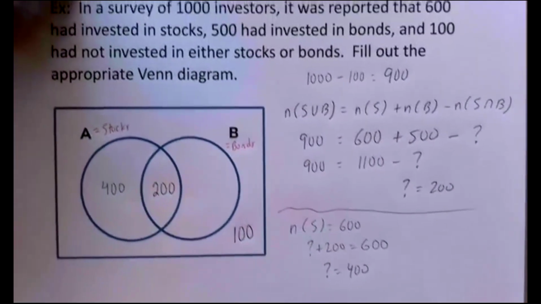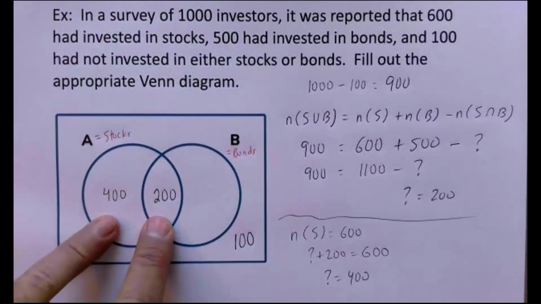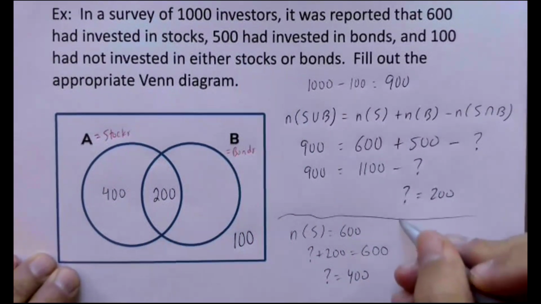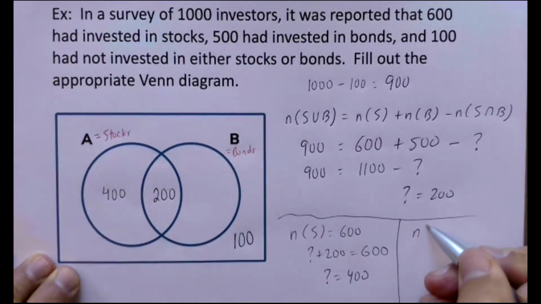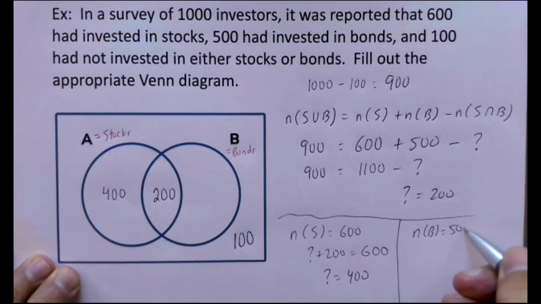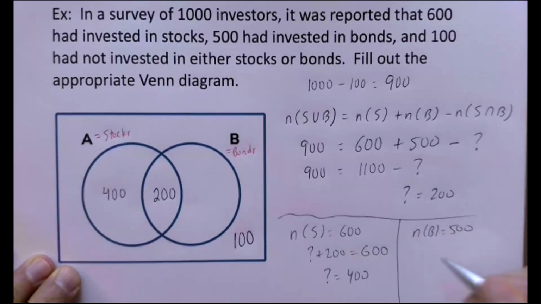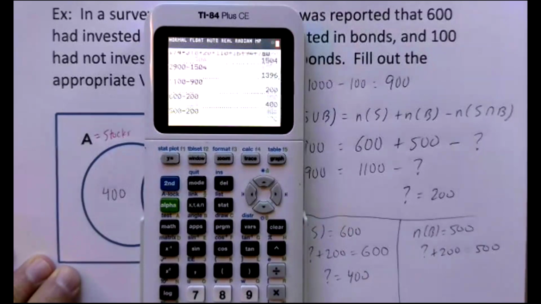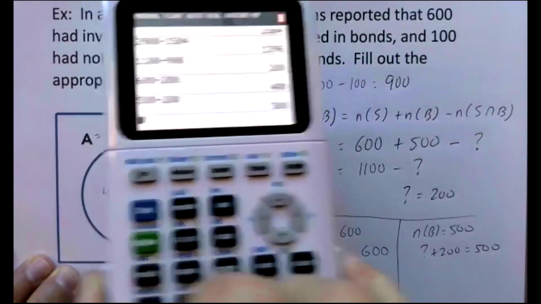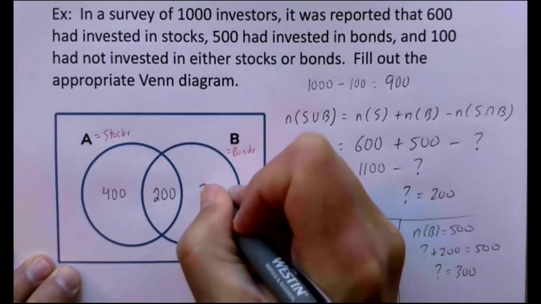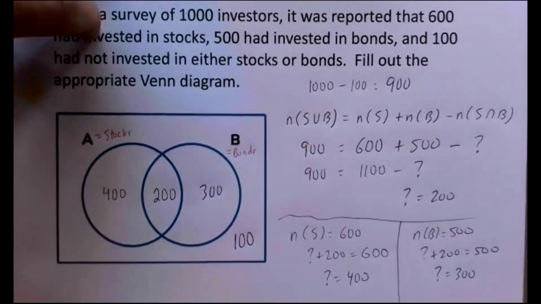Where the stock circle was supposed to add up to 600, now it does. We're good there. The bond circle is supposed to add up to 500. Let's make sure that turns out right. The only thing missing is this part on the right. That question mark plus 200 is supposed to be 500. If you take 500 minus 200, you will get 300, and now we are finished. So that final question mark, which is the far right of the B circle, is going to be 300 people hanging out here, and now we are done.